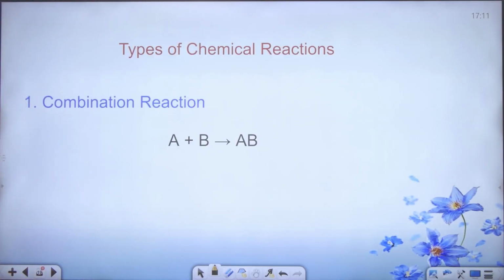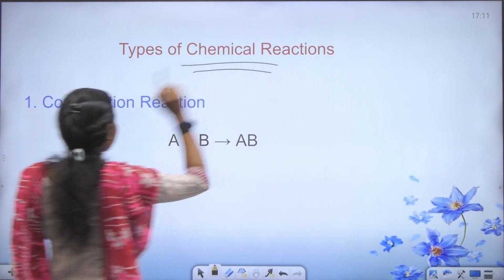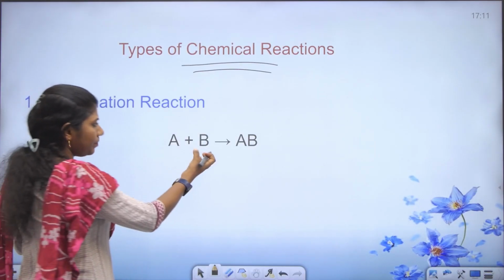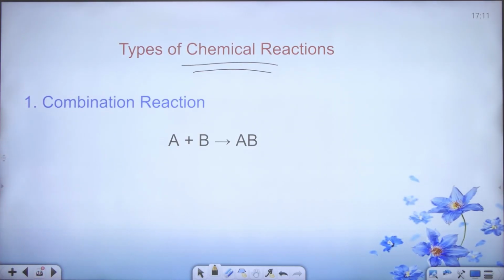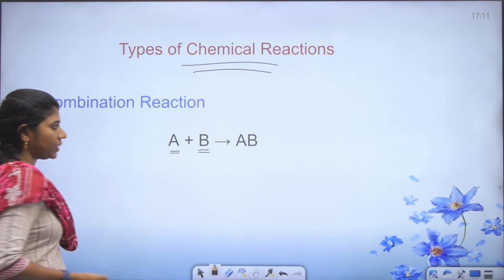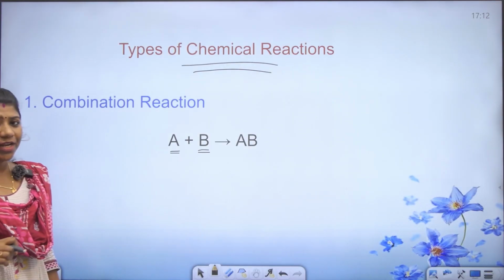Okay. Today we are going to discuss types of chemical reaction. The first type is combination reaction. Suppose A and B are two different compounds or elements. They react to form a product AB. A and B combine to form AB. This type of reaction is called a combination reaction.